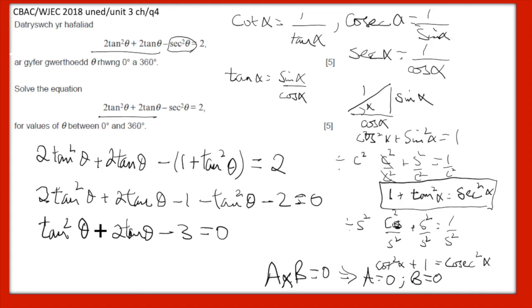And rather than cram it all in, I am going to go on to another page. So my quadratic is... no, it's not 2 tan squared theta. It is only tan squared theta plus 2 tan theta minus 3 is equal to 0.